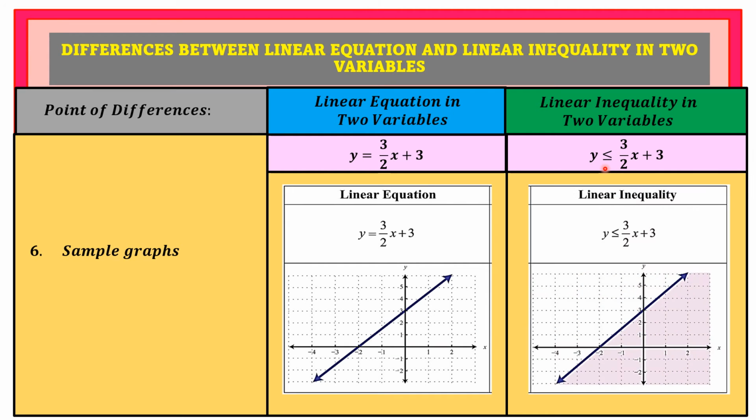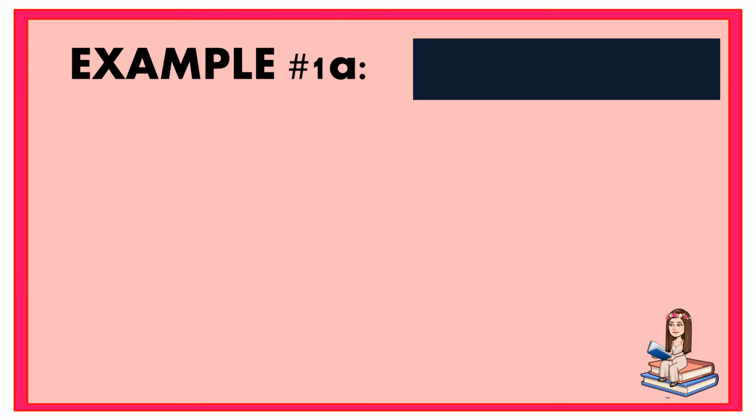Kung titingnan mo ang graph, halos pares lang din. Pero, nagkaroon ngayon ng shaded area. So, dahil inequality siya, hindi lang yung line yung kasama, kundi pati yung area. Okay, I hope na get. Let us have this example.